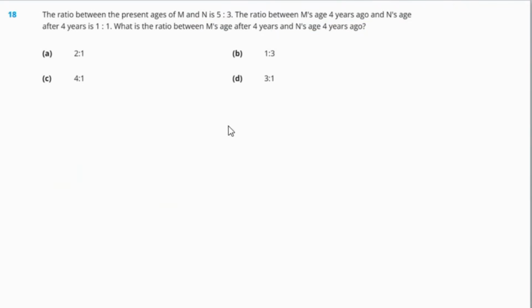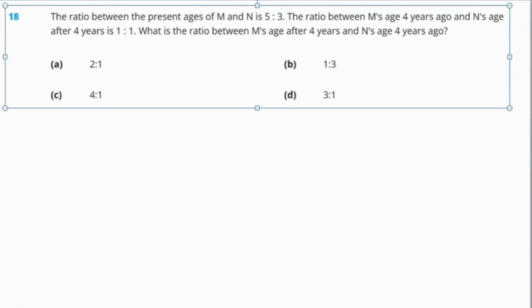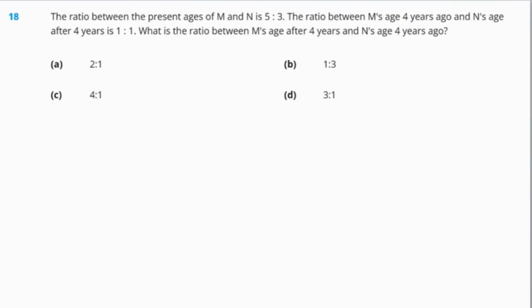Okay. Now the next question is also given to us. So if we are going with the next question, this question is saying that the ratio between the percentage of M and N is 5:3. Okay, the ratio of the percentage of M and N is given to us as 5:3. So we can take the percentage of M as 5x, and N we can take as 3x.